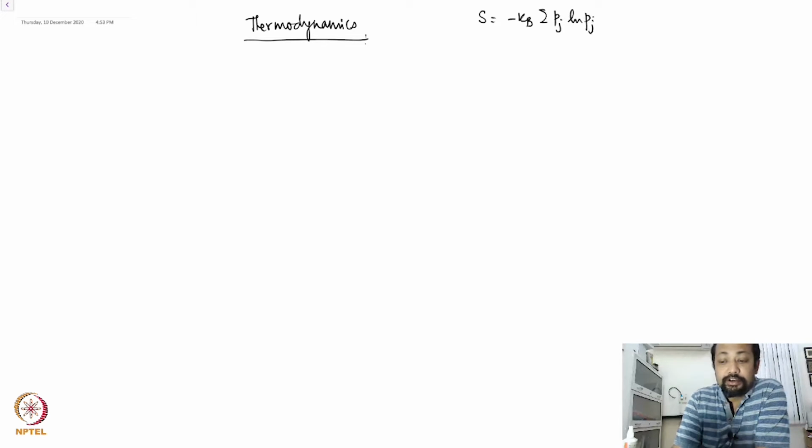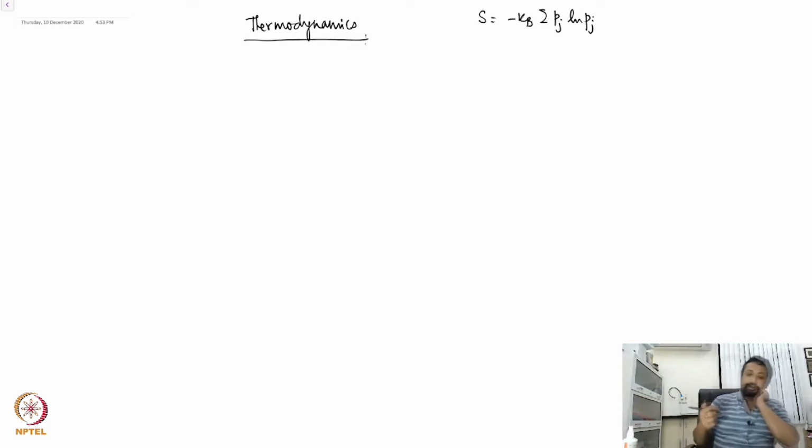So now we want to make the connection with thermodynamics. Although the first connection that we made with thermodynamics was with the expression minus Kb sum over Pj ln Pj as the entropy, because this has all the properties of the entropy that we encountered in thermodynamics. It's an additive quantity, which means it's an extensive quantity. It's a monotonic function, so everything is satisfied just as we had seen in thermodynamics, right?